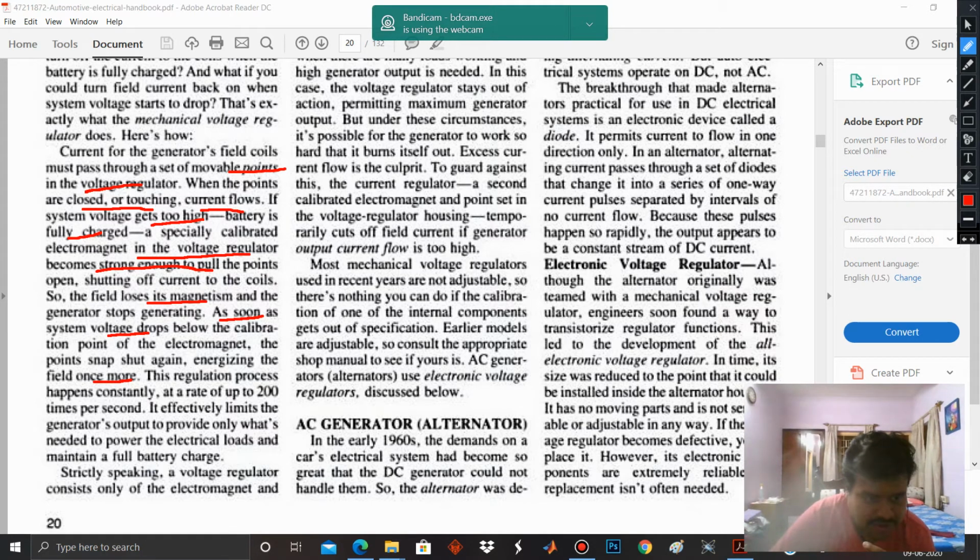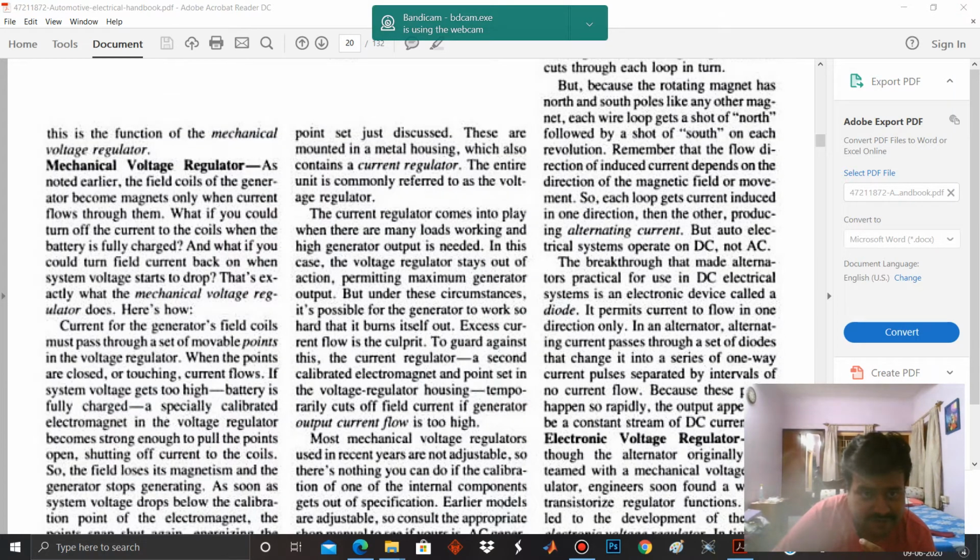Strictly speaking, a voltage regulator consists of an electromagnet and a point set, as just discussed. These are mounted on a metal housing which also contains a current regulator. The entire unit is commonly referred to as the voltage regulator. So this is the description of a voltage regulator.